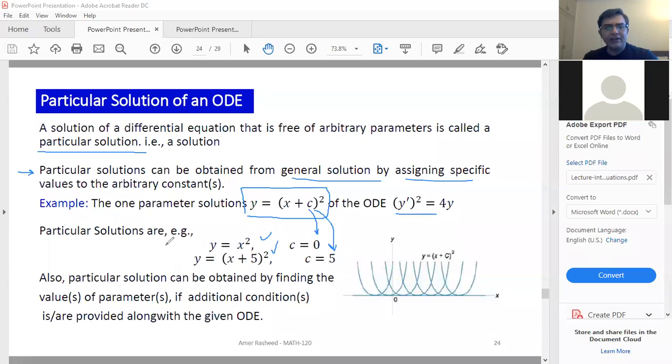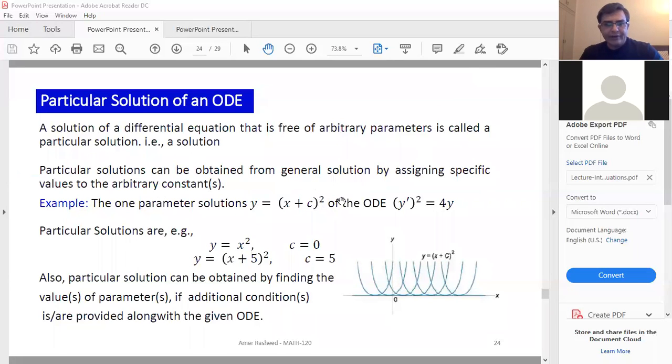We can obtain a particular solution of a differential equation if we are given some additional condition along with that differential equation. We'll discuss this later on, how to find particular solutions and how to find the specific values of the constant of integration C involved in the general solution, or one parameter family of solutions. For now, a particular solution is a solution which doesn't involve any arbitrary constant.